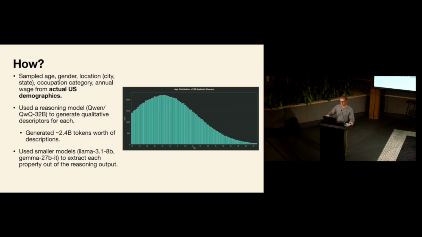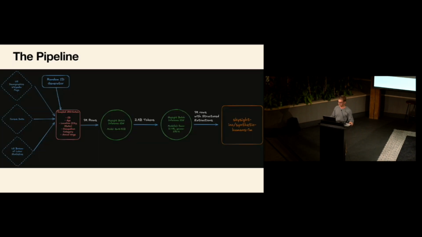And you can see here what I mean by sampling from the correct distribution. These are the ages that wound up resulting, between 18 and 100. We capped it at those ends. So, just a quick sense of the pipeline. On the left, we use the actual demographic data and a random ID generator. We sampled 1 million inputs from this very large sample space, took 1 million rows, and passed them into our batch inference SDK, which runs super efficiently at very large scale. Generated the 2.4 billion tokens, did the extraction, and wound up with the dataset.